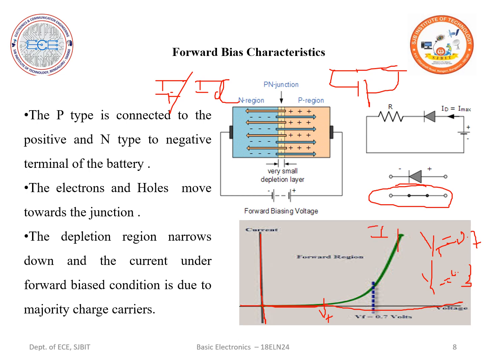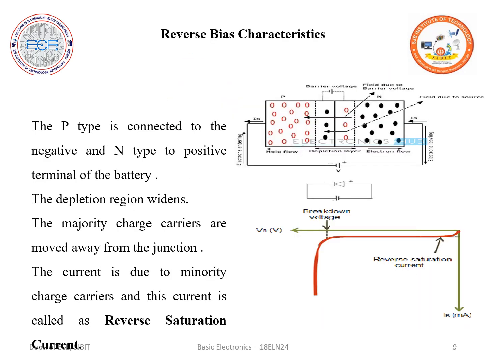So this is about the forward characteristic, and whatever current is constituted here in the forward bias condition is due to the majority charge carriers present in the junction or the diode, right? Now let us go for the reverse bias characteristic.